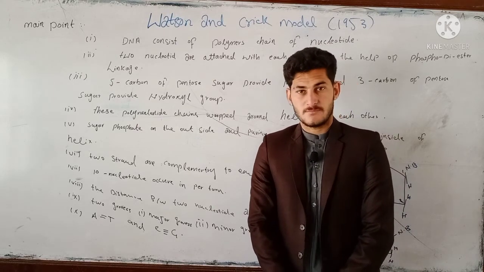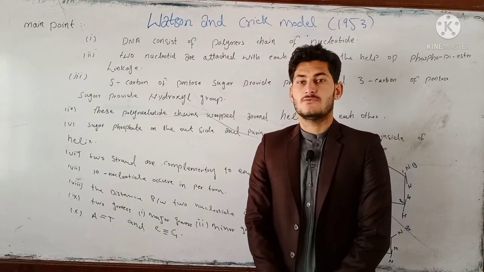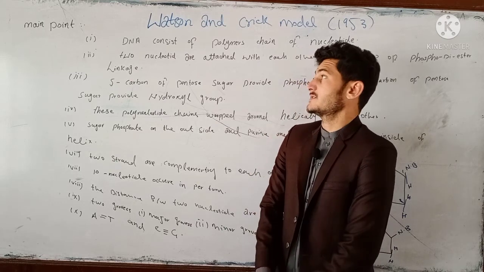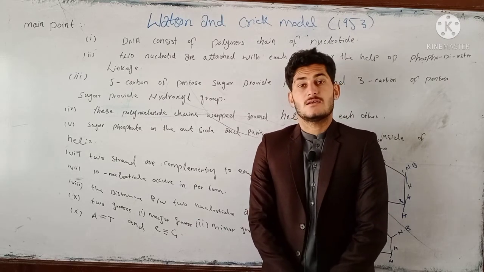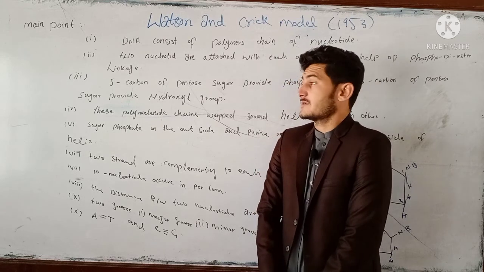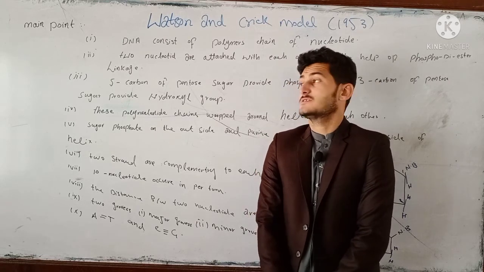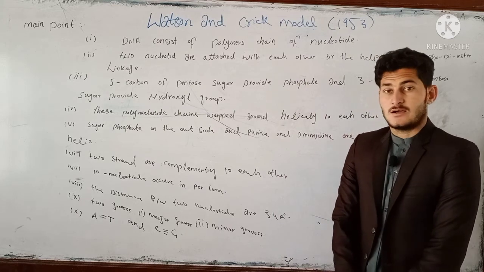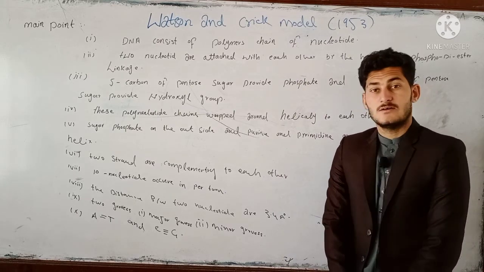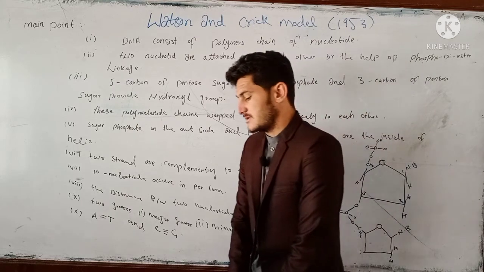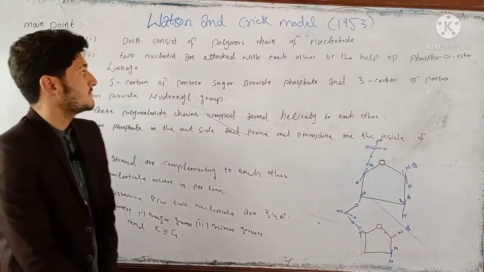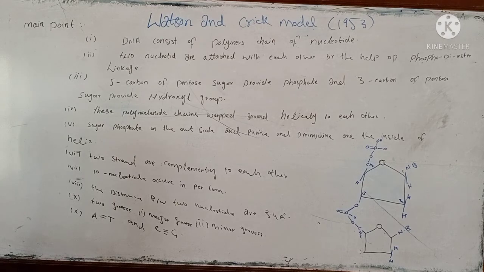In this video tutorial we learn about the Watson and Crick model, which is a very important model of the structure of the DNA molecule. After X-ray crystallography, Watson and Crick proposed this model of the structure of DNA, and they got the Nobel Prize in 1953. Now coming to explain the main points of Watson and Crick.